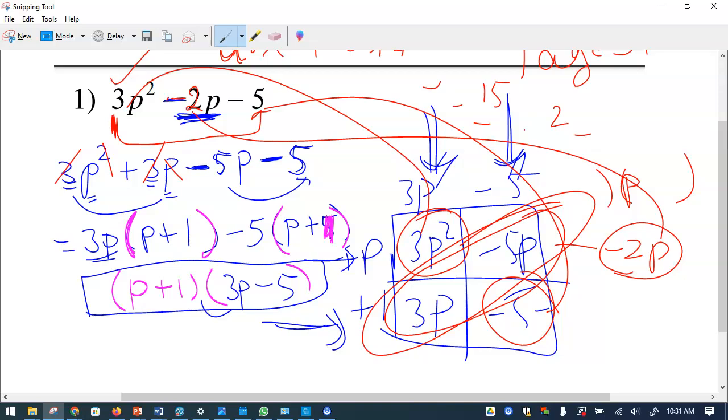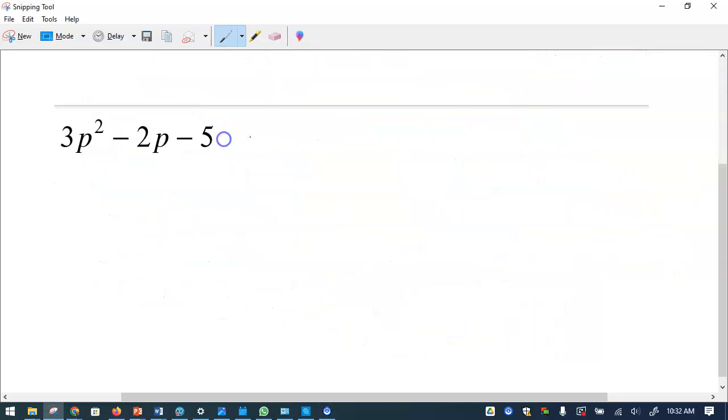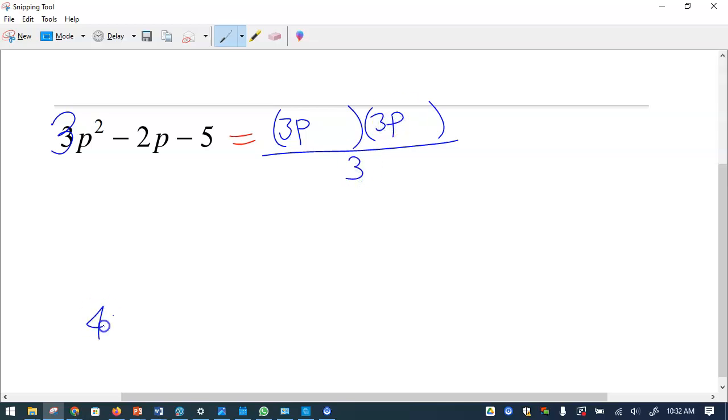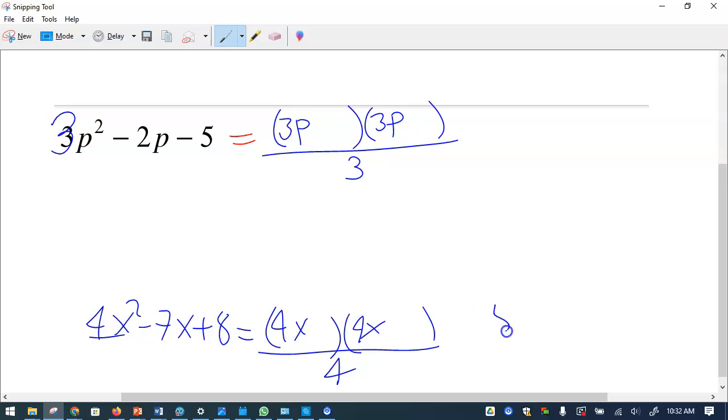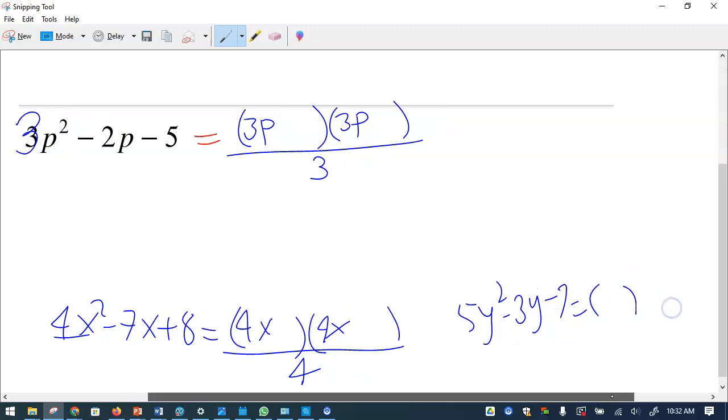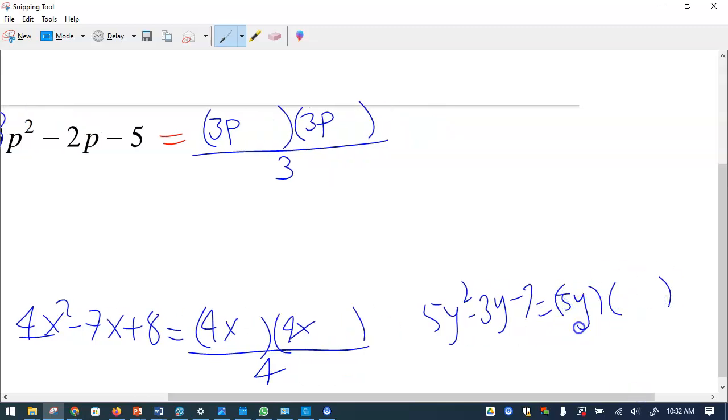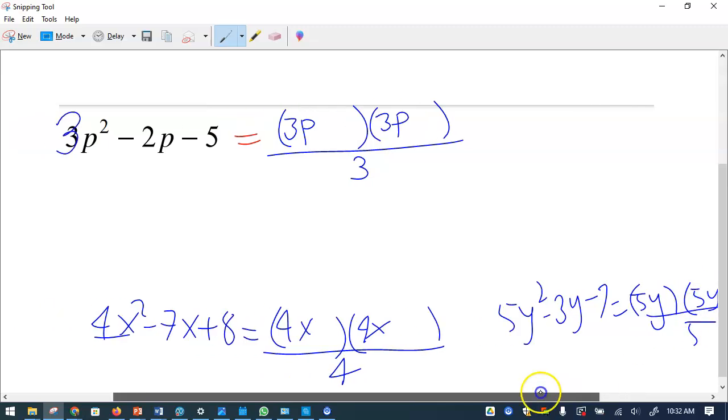But are we going to do this? So instead of the one that I showed, we can do another easier way, and that is we use two parentheses and just divide. So if there is a 3p square, just put a 3p right here, put a 3p here, and put a 3 down. I'm just giving an example. If there was 4x square minus 7x and plus 8, all you would do is, because there's 4 there, put a 4x, and divide by 4. This is like a trick. If there is a 5y square minus 3y and minus 7, all you do is two factors with 5y, and divide by 5. So this is how it works.